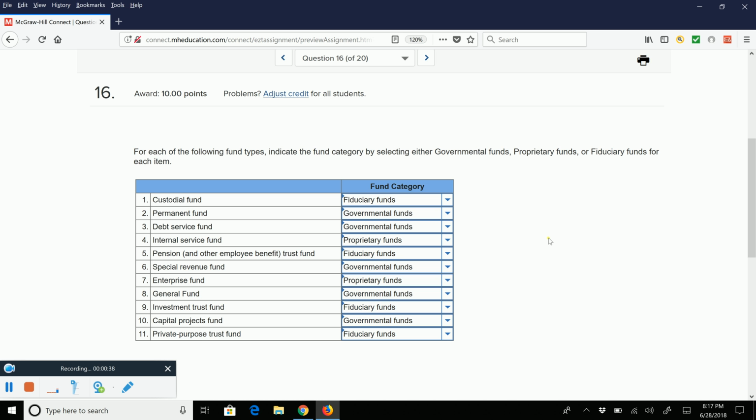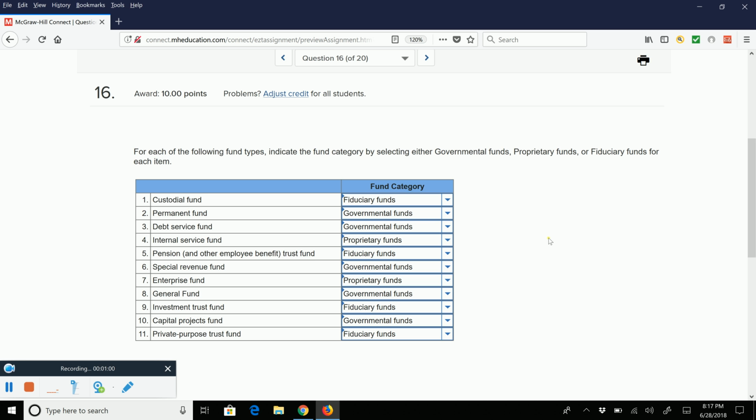The first category, governmental funds. The governmental funds are to account for the general government activities of the particular entity: police services, fire services, parks and recreation, city hall operations, and the like.